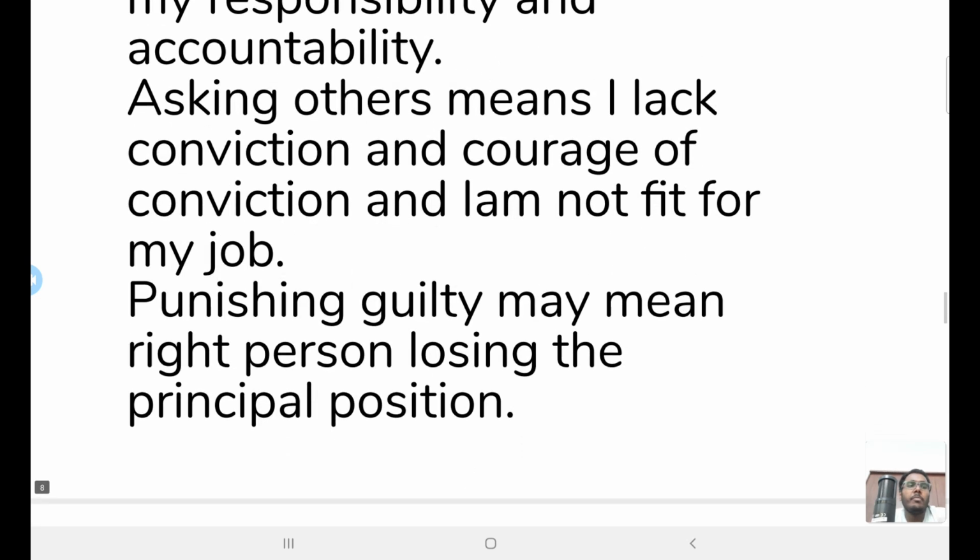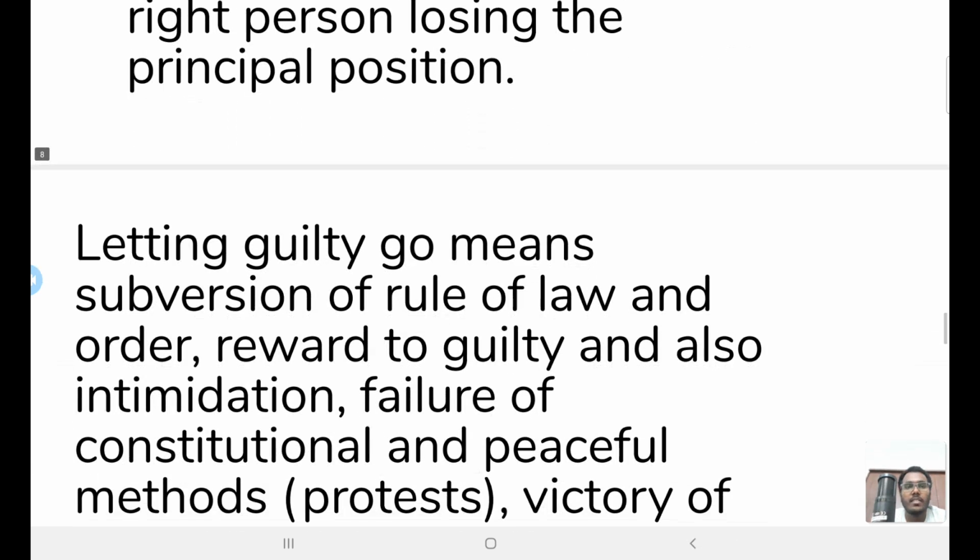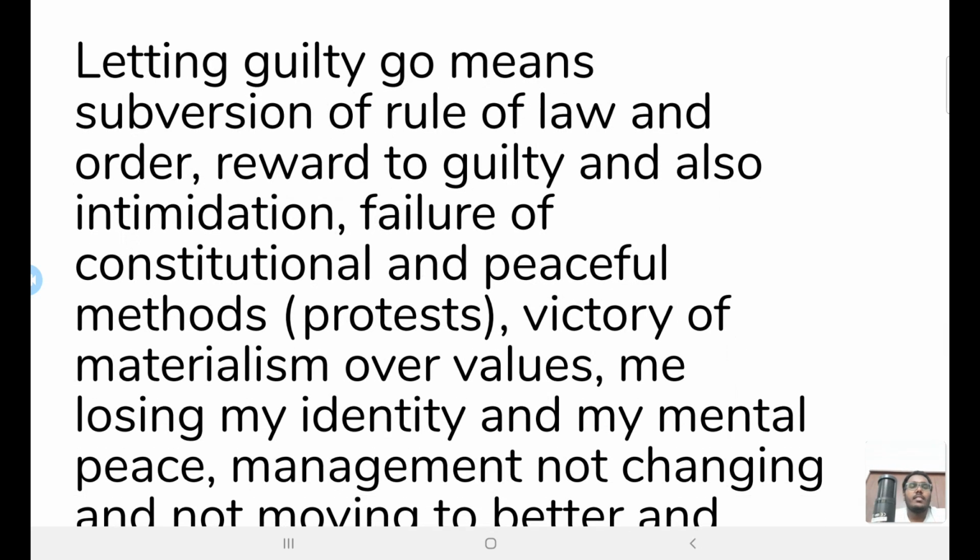And punishing the guilty may mean, not necessarily, but may mean that the right person might be losing the principal position. If you think you are the right person for the principal position, then it may mean that you lose the principal position, but it's not definite. But letting the guilty go, here you have to elaborate a lot more, because it is the unethical act. So here you have to explain clearly the many dimensions and many factors that are affected. First is that we will be subverting the rule of law, and there will be a breakdown of law and order.